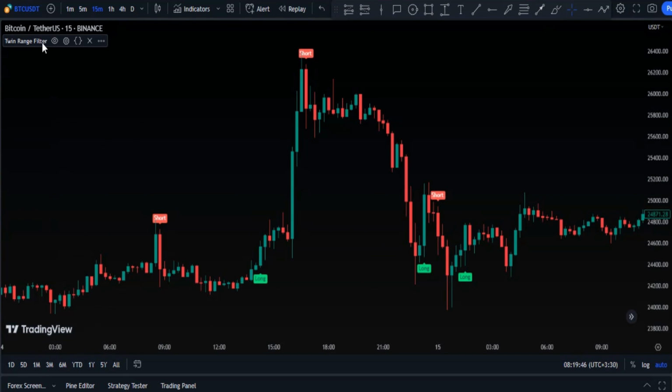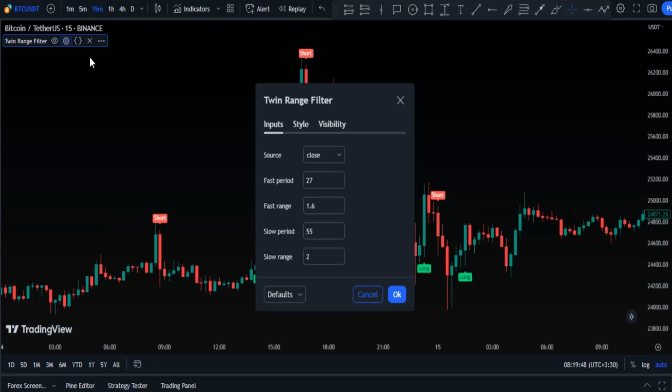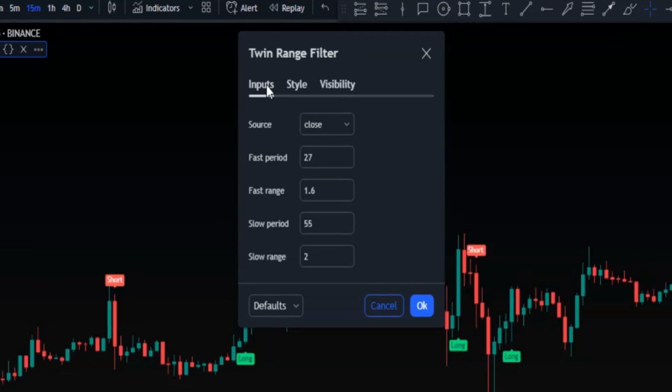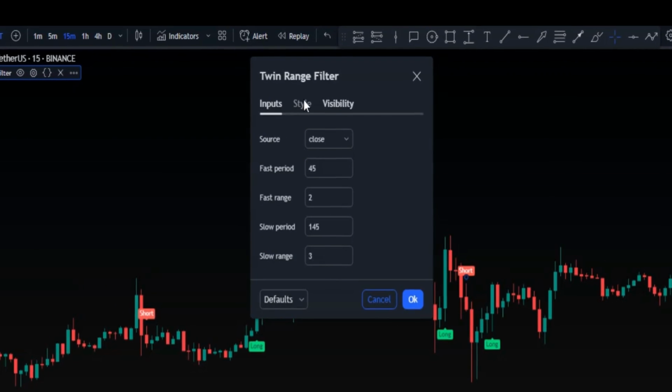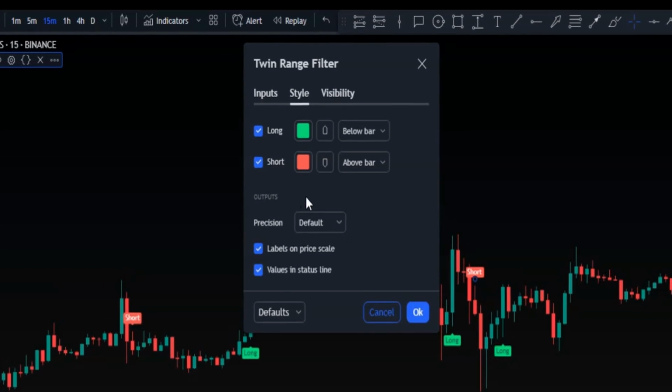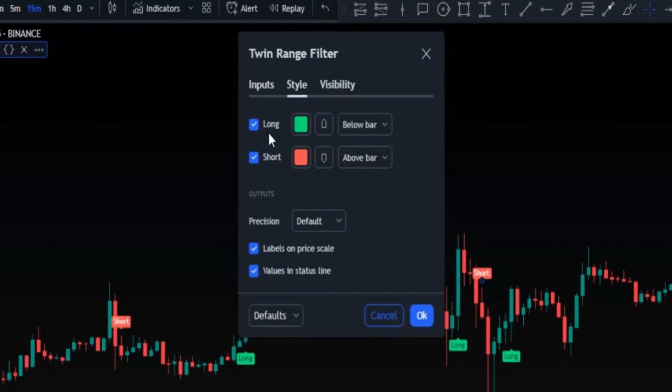To do that, we open the settings of the twin range filter indicator, and in the inputs tab, we make sure that the source option is set to close. Then we change the fast period option to 45 and the fast range option to 2. We set the slow period to 145, and finally we change the slow range option to 3. There's nothing that we really need to change in the style tab, but if you want to, you could change the color of the signal icons to any color you like.